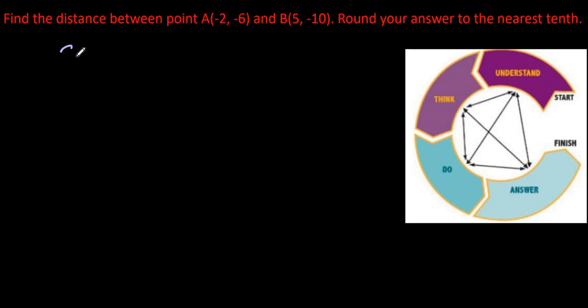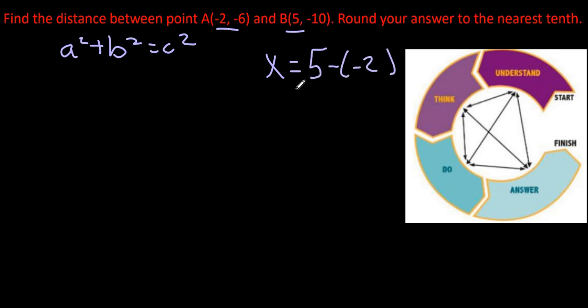Same idea here. We're going to have a squared plus b squared equals c squared. We're trying to find the distance between those 2 points. So my x is going to be the differences in the x values. We'll probably make that my a. So I'm going to have 5 minus a negative 2. So be careful when we have 2 negatives next to each other. It really means plus. So 5 plus 2 is 7. So we put 7 in here.